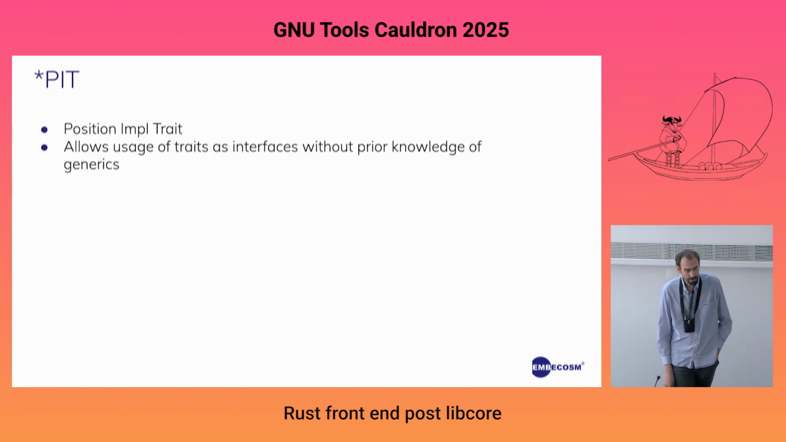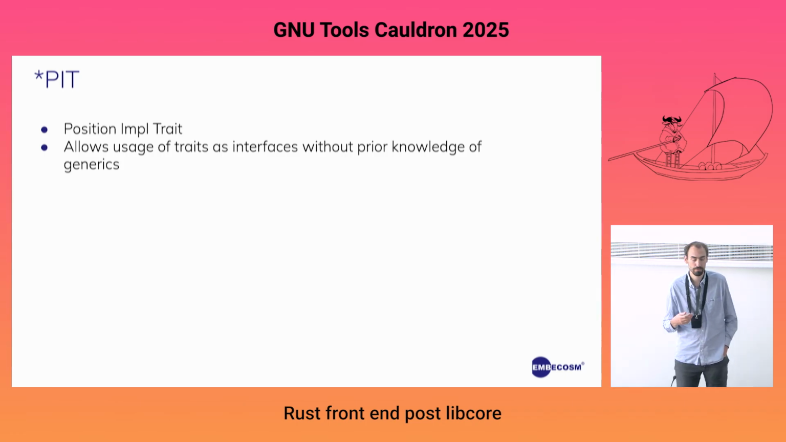Another improvement was the impl trait in argument position. So there are two kinds of impl trait, and for non-Rust developers, it allows the usage of traits as interfaces. You could basically use traits with generics, but impl trait allows you to use those traits as interfaces without prior knowledge of generics.